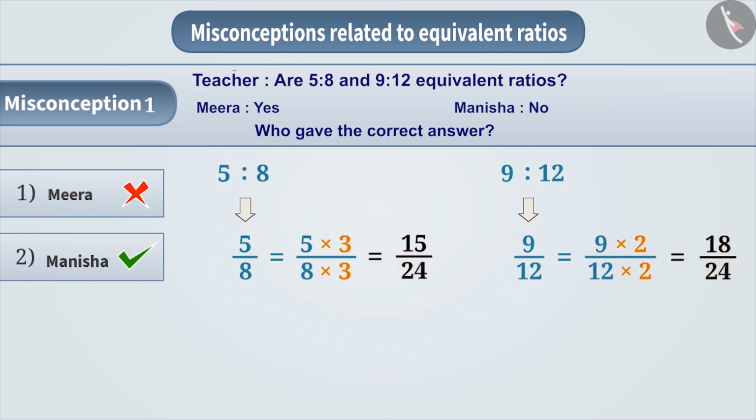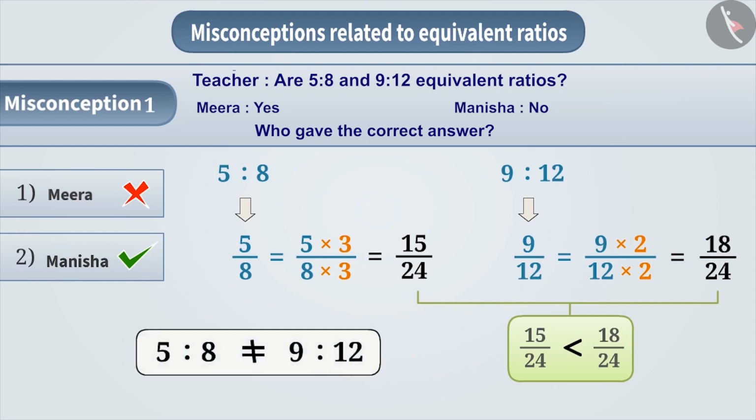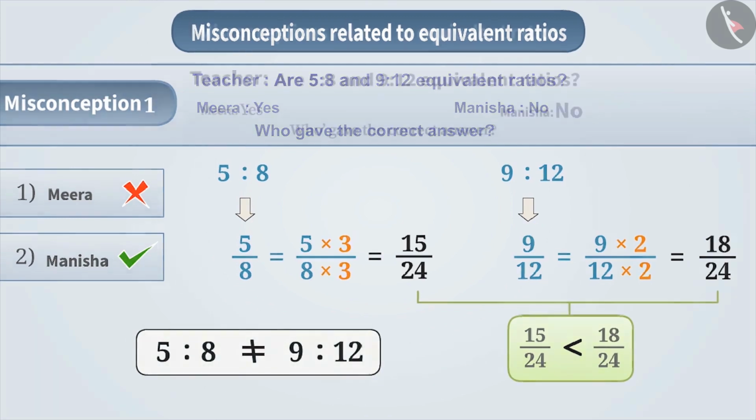The denominators of both the fractions are now the same, but the numerators are different. Here, 15 by 24 is lesser than 18 by 24. We can say that 5:8 and 9:12 are not equivalent ratios.